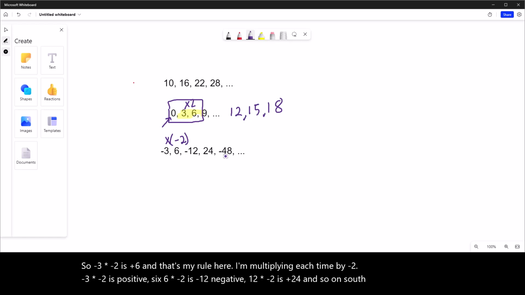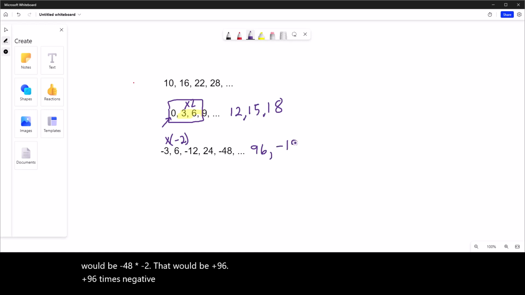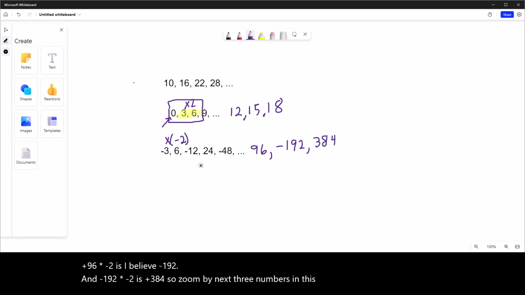So my next number would be negative 48 times negative 2. That would be positive 96. Positive 96 times negative 2 is, I believe, negative 192. And negative 192 times negative 2 is positive 384. So those would be my next three numbers in this sequence.